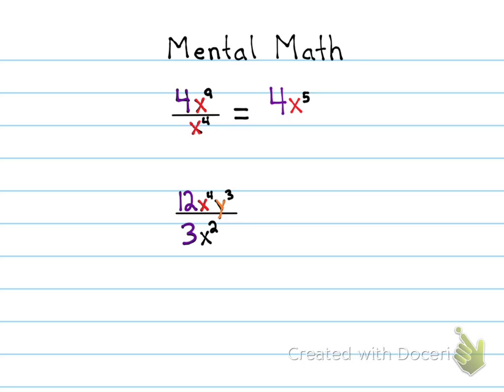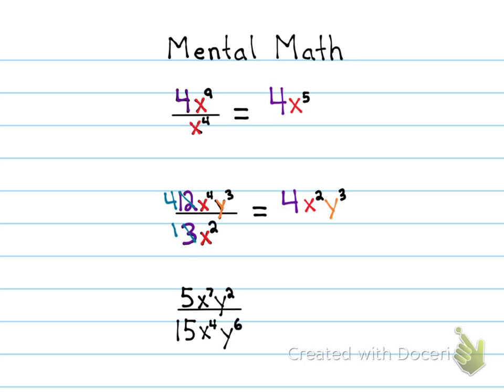And we can do the same thing here. If I have 12x to the fourth, y cubed over 3x squared, you'll see that my 12 and my 3 can be reduced. 12 thirds is 12 divided by 3, which is 4. So I'm going to have a 4 up top and just a 1 on the bottom. And I can do some reducing with my x fourth over x squared. That'll give me x squared. And y cubed will not combine or reduce with anything. So my final answer here is 4x squared y cubed.